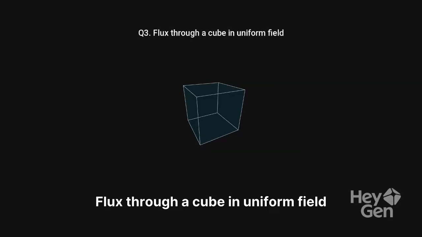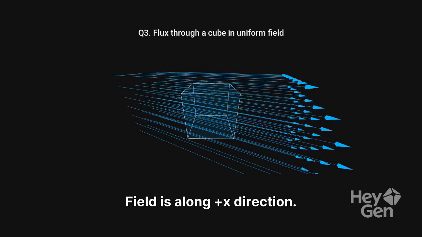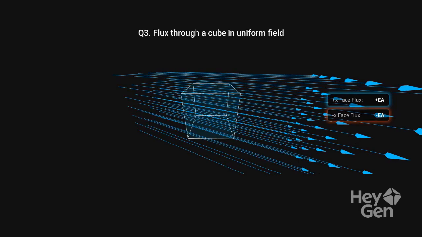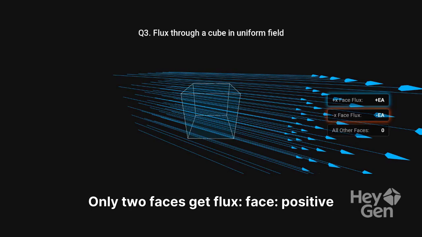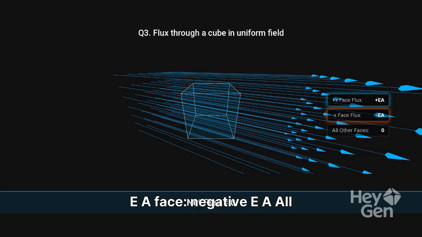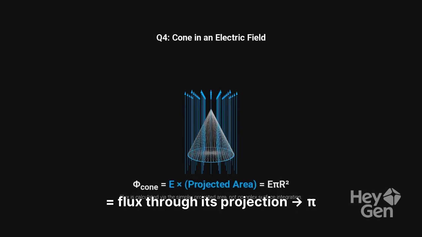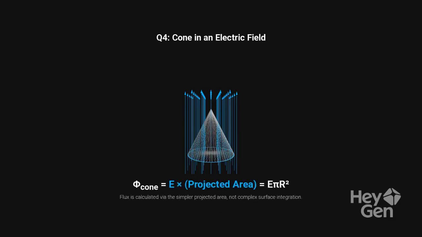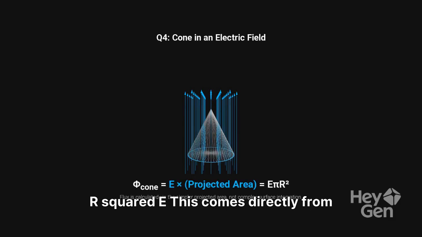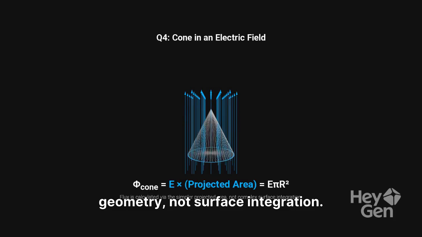Q3. Flux through a cube in a uniform field along the plus x direction. Flux through each face? Only two faces get flux. One face, positive EA; the opposite face, negative EA; all other faces, 0. Net flux equals 0. Q4. Cone in an electric field, flux through the cone equals flux through its projection, πr²E. This comes directly from geometry, not surface integration.